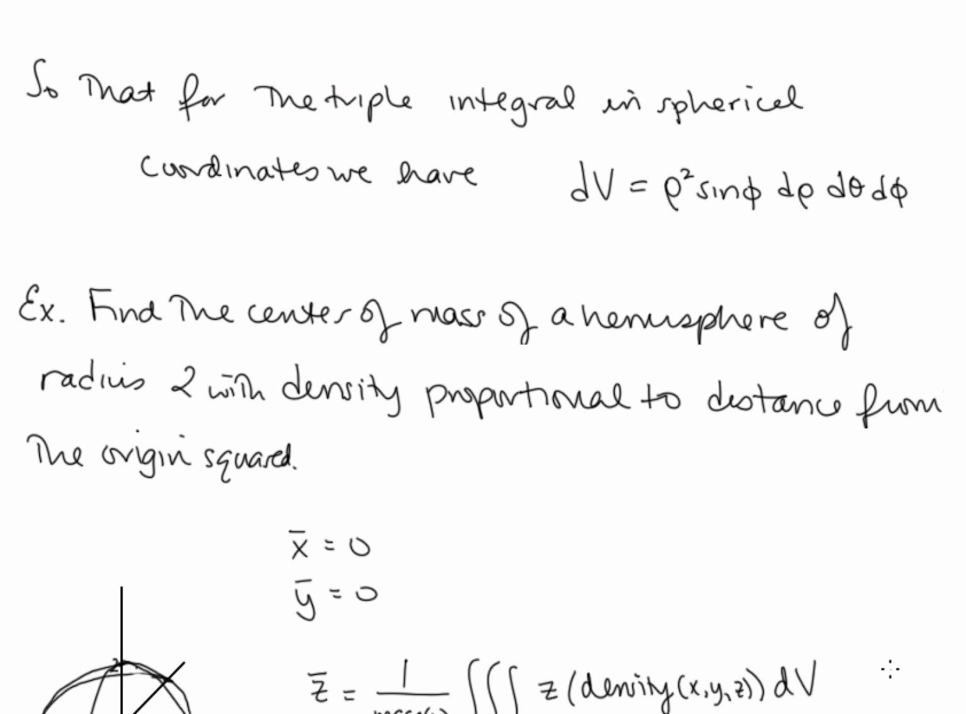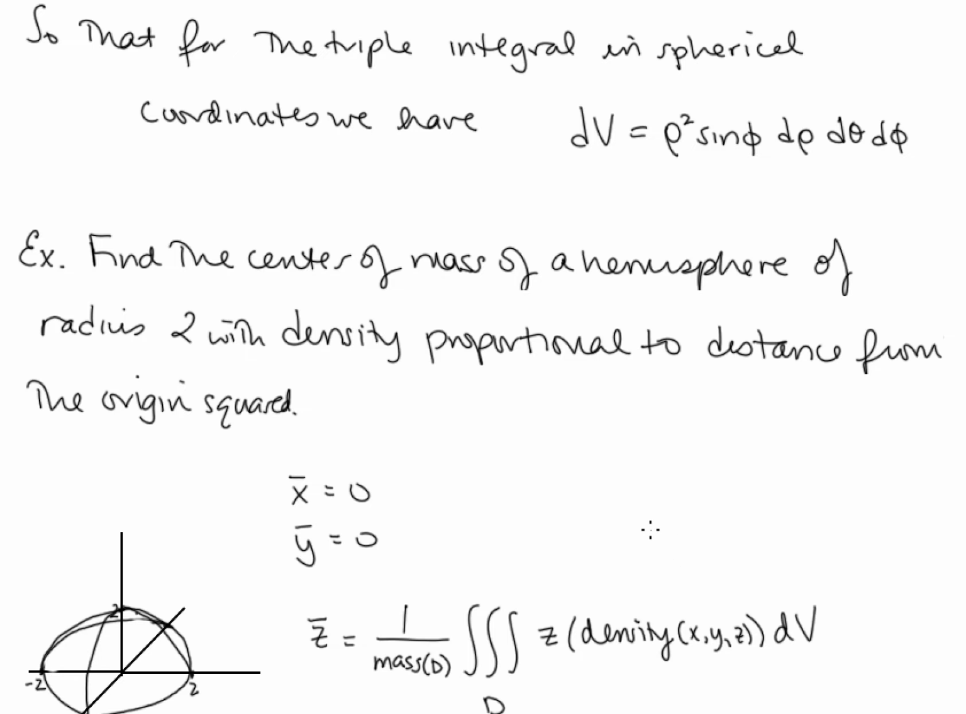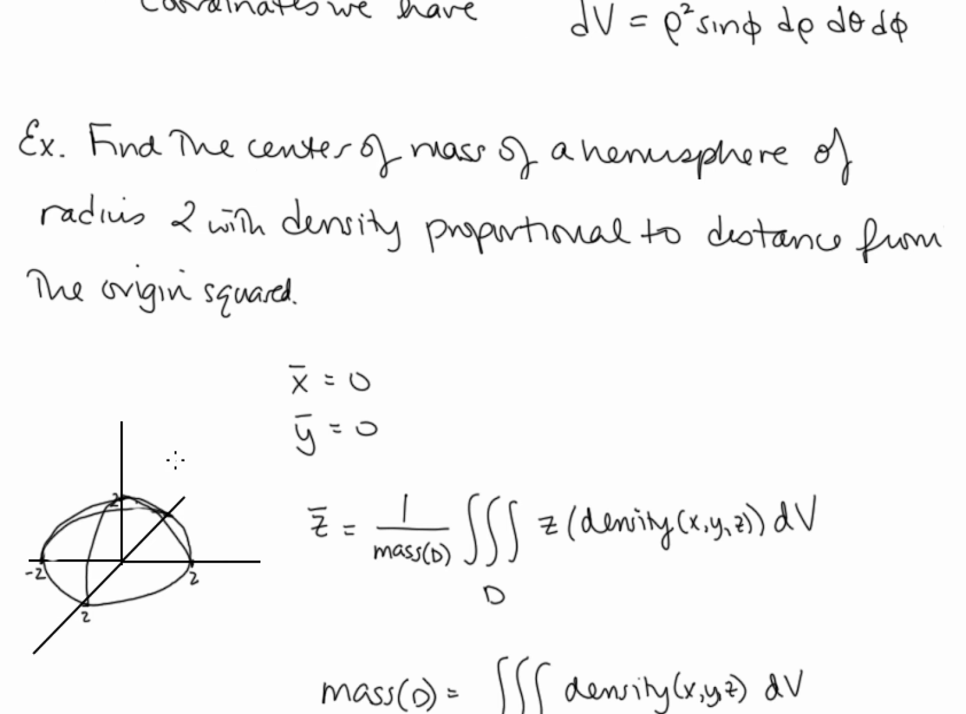So let's take a look at how we can use that. Find the center of mass of a hemisphere of radius 2 with density proportional to distance from the origin squared. Okay, we're looking for center of mass, and we've got a hemisphere here. So we'll take it to be the top hemisphere. That'll be easier to work with.